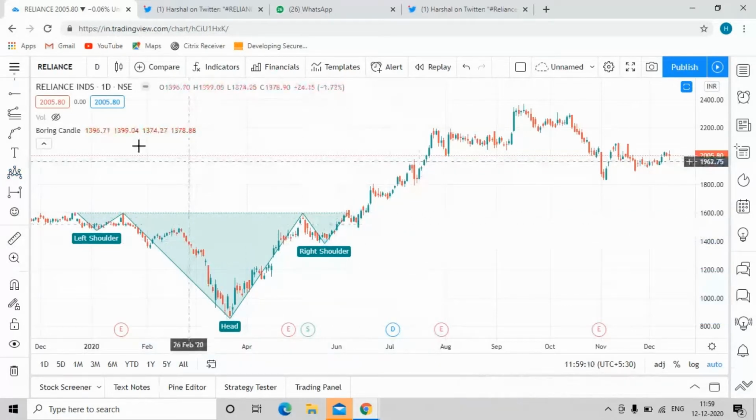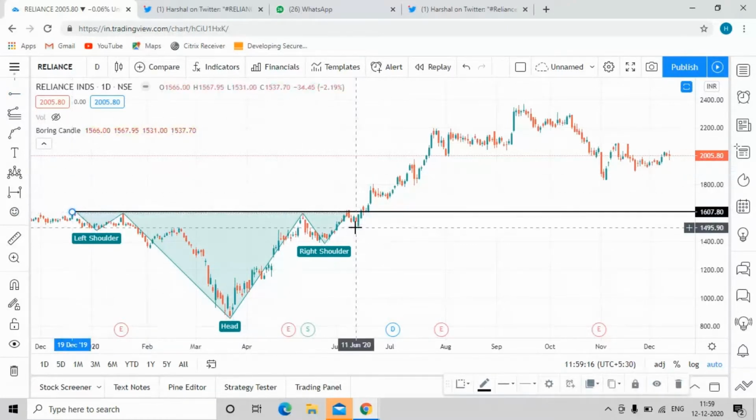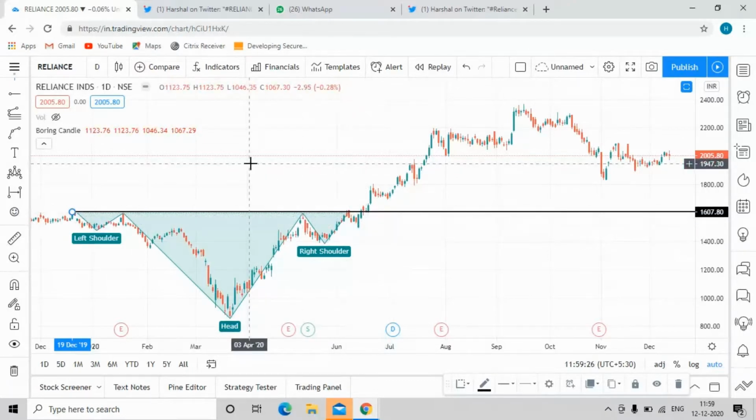So now in this case, since it was an inverse head and shoulder, for me this is a neckline, which is a horizontal line. So the moment it gives you a close above this level, because there was like first time, second time, third time, fourth time, and then fifth time there was a breakout, right? So you are supposed to plot a target where you can go long.